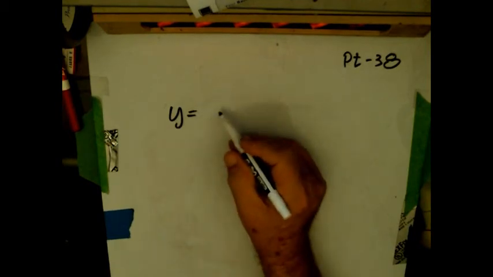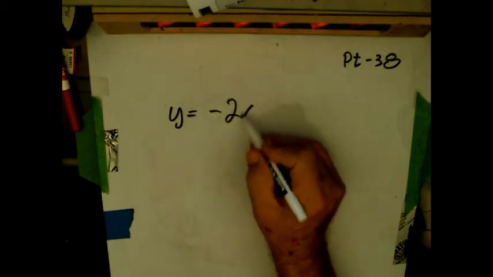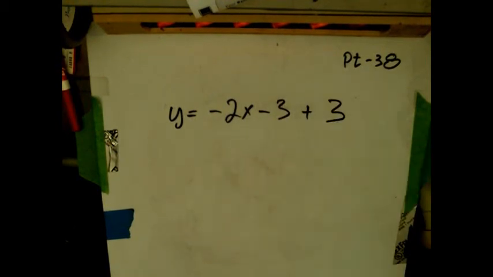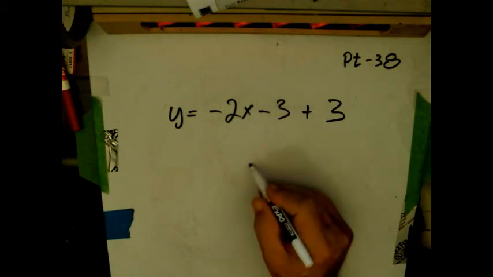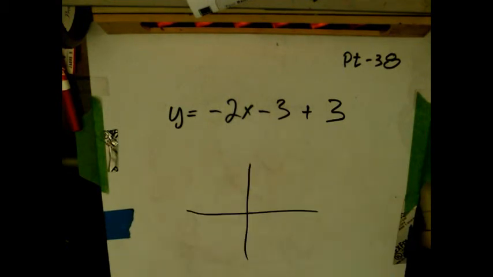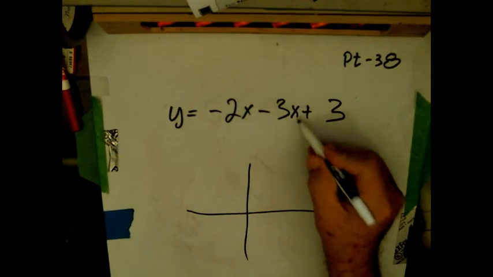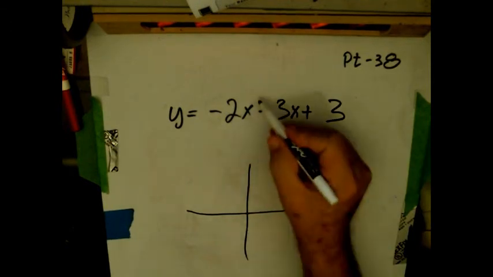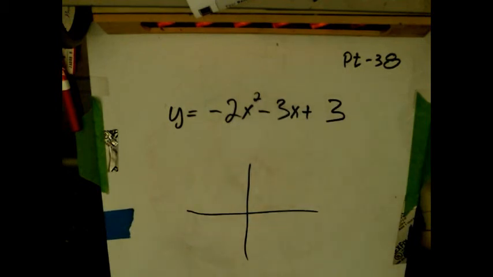Y equals minus 2x squared minus 3x plus 3. So put down our x and y axes. And the first thing I want to do, oops, I forgot my x up here. I apologize. And I forgot my square. Oh my goodness. I'm getting tired, I guess.